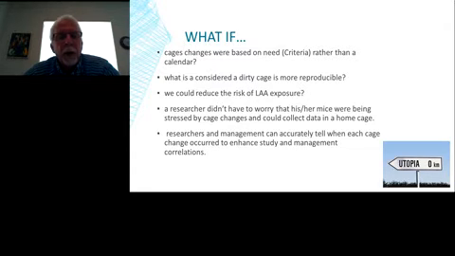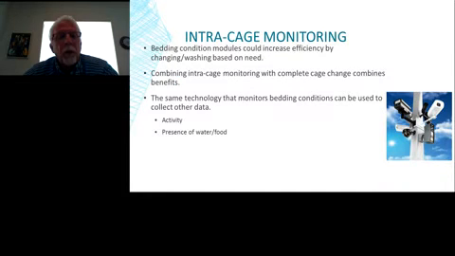By not changing cages too often, or having people exposed too often from moving animals from one cage to another or into experimental study areas. It would also be optimal if a researcher didn't have to worry that his or her mice are being stressed by cage changes and could collect data in the home cage. Research and management can accurately tell when each cage change occurred, to enhance study management and study correlations overall. So this is important, I think, for everyone involved.